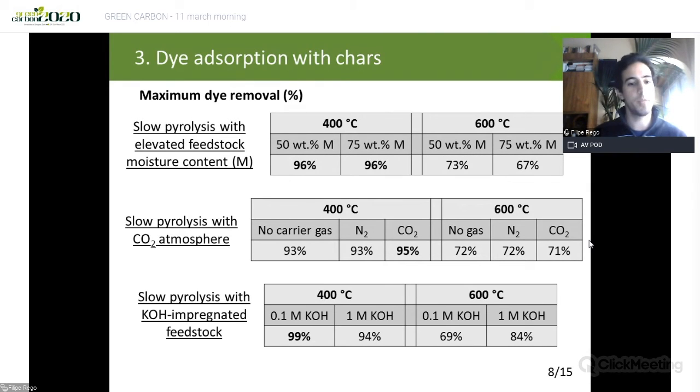For the chars from experiments with KOH, I found again the same thing. The highest adsorption capacity was with the lowest temperature tested, and I found the highest removal of dye at the 400-degree char with the lowest concentration of KOH, which was again an interesting finding. And the highest concentration actually decreased the capacity. And again, at the highest temperature, it was not possible to achieve these values, but there was an interesting increase for the highest concentration of KOH.